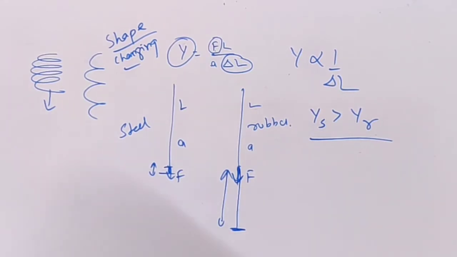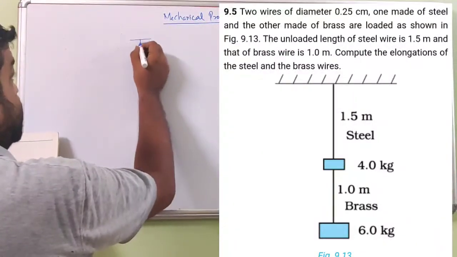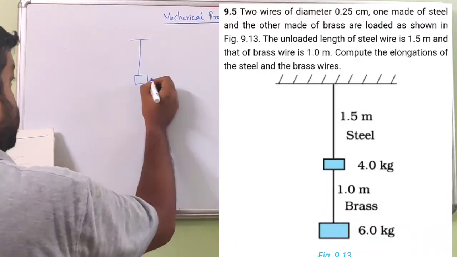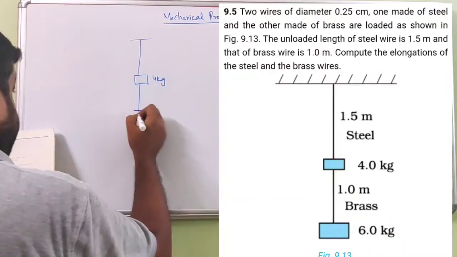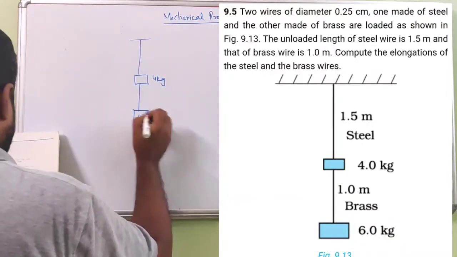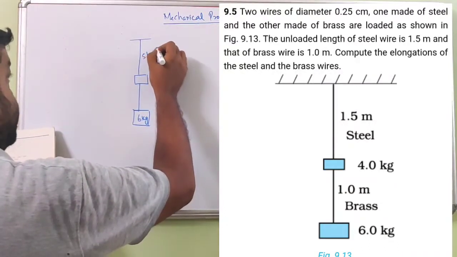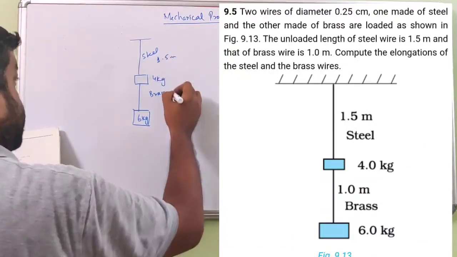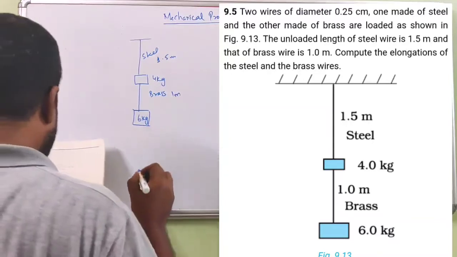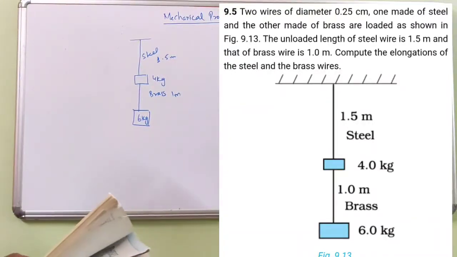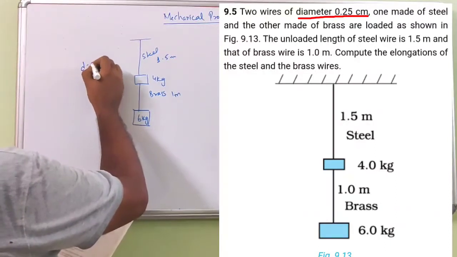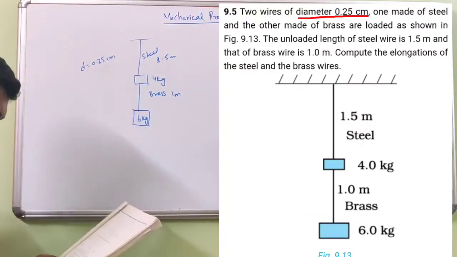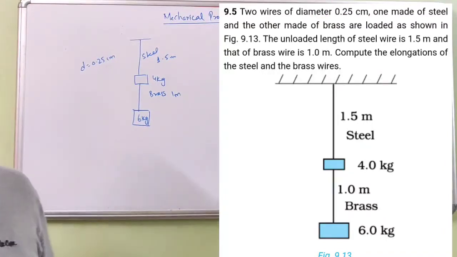Okay. Now going to question number 9.5. See, you have a load. This is 4 kg. This is 6 kg. This is steel. This is brass. Length is given. This is 1.5 meter. This is 1 meter. Diameter, they both are of the same diameter. Diameter is 0.25 centimeter. Compute the elongation of steel and brass wires. You have to find the elongation.